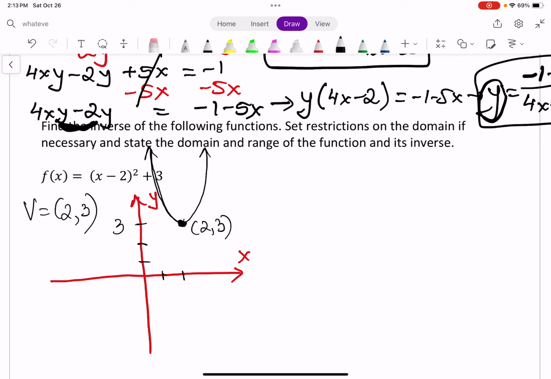Great. Now, it said, do not keep the whole parabola. It's not going to have an inverse, but cut it all the way to the vertex. So we have to take half of this parabola away and only keep half of it. So that's all that I'm going to throw on the inverse side.